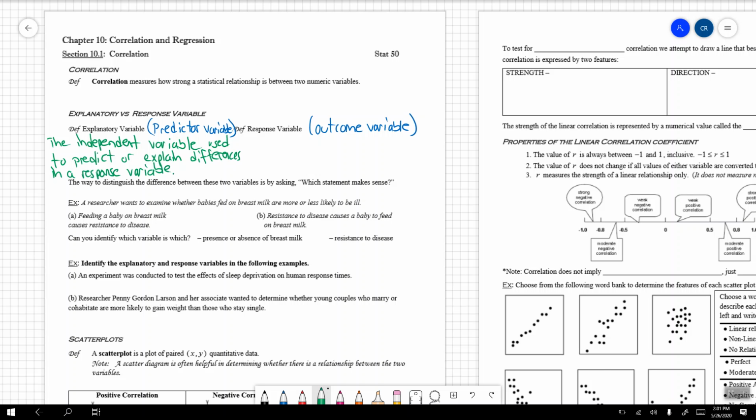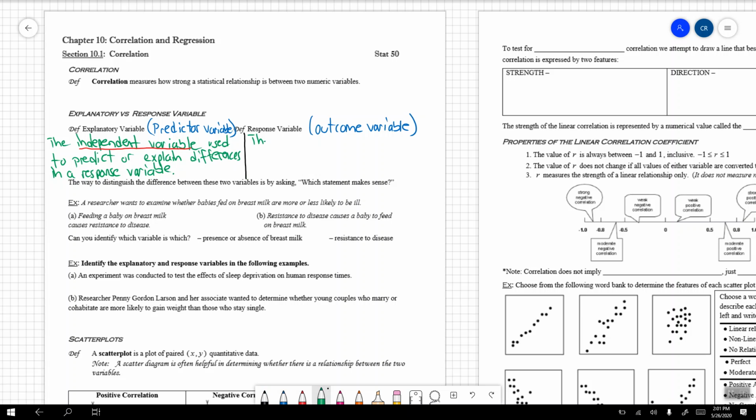Again, what we want to focus on is that this independent variable is just going to be used to make these predictions, or to explain the differences in what we're going to call the response variable. There are two parts to this: one is the independent variable and the other is the dependent variable. So now, what is this response or outcome variable? Let's start defining that.